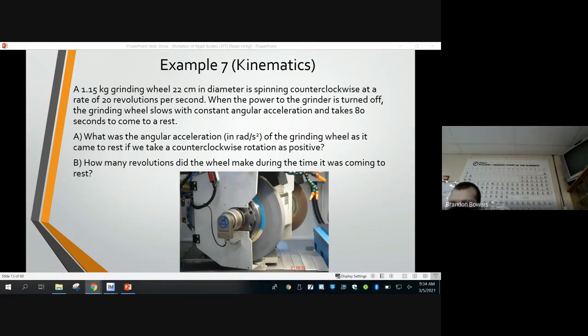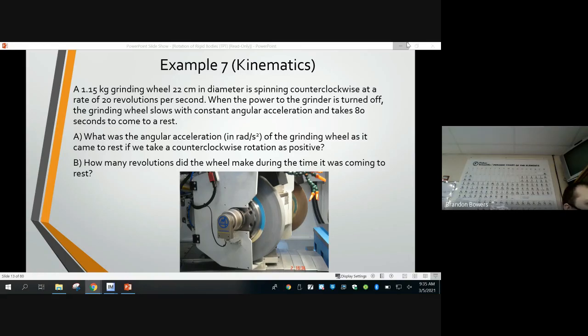Last problem for the week. Example number 7. Now, I want you guys to try this on your own. You will have to do a conversion in this one, all right? You will have to do a conversion. So, revolutions per second.